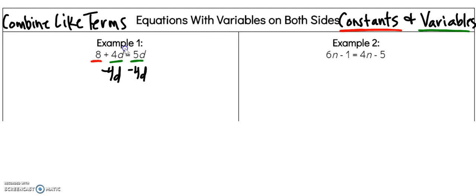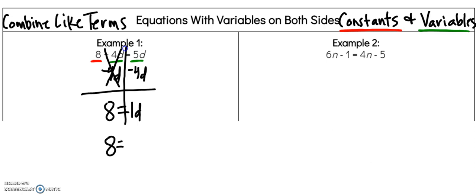what I'm doing instead is I'm taking away this whole 4D so it all gets moved to the other side. So I know 4D minus 4D, they're going to cancel out. We'll be left with 8 equals 5D minus 4D is 1D, which is the same as just D. So for example 1, we solve it by 8 equals D, or that's the answer.